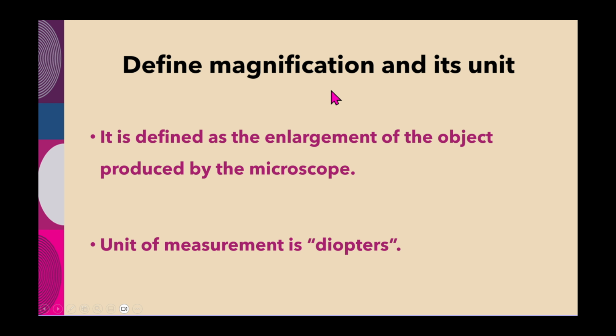Define magnification and its unit. Magnification is defined as the enlargement of the object produced by the microscope, and its unit of measurement is diopters. Many times this is asked in your unobserved OSPE: what is diopters?